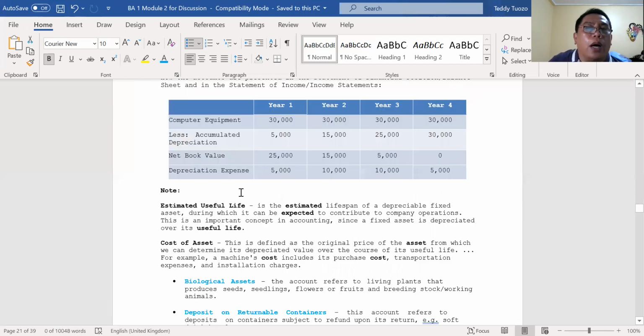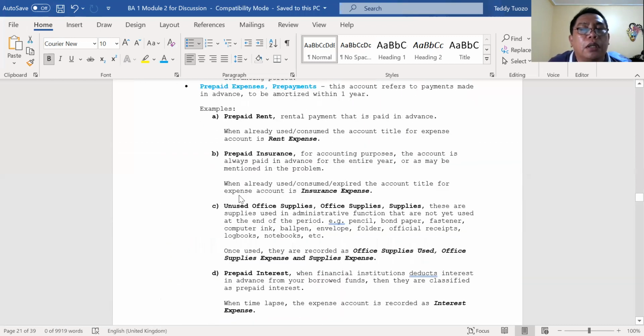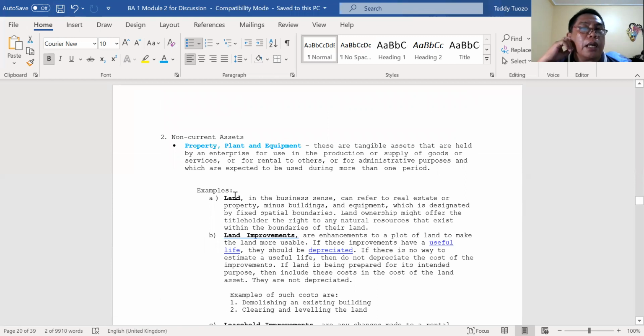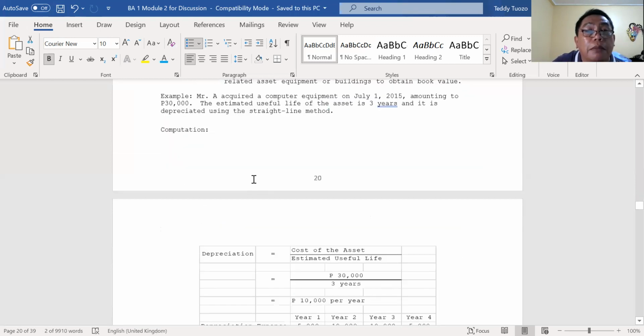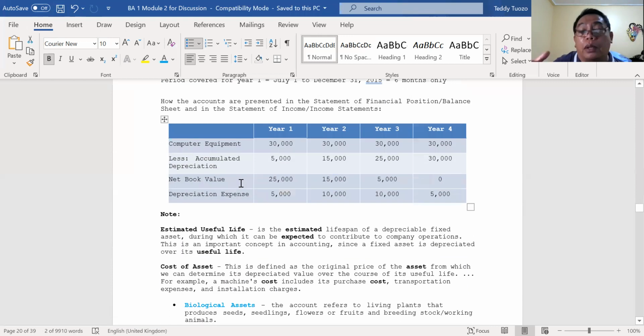Okay. So actually the accounts, no? The major accounts under non-current assets, we only have property, plant, and equipment. And these are the items under property, plant, and equipment. I will go back with that in thorough discussion.